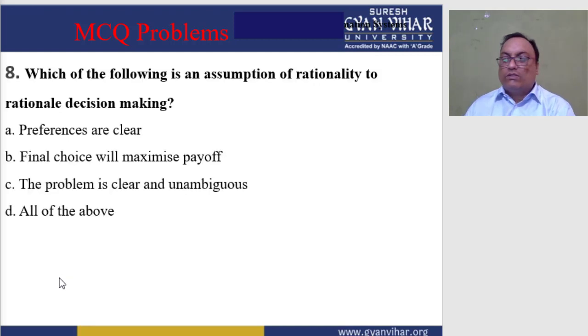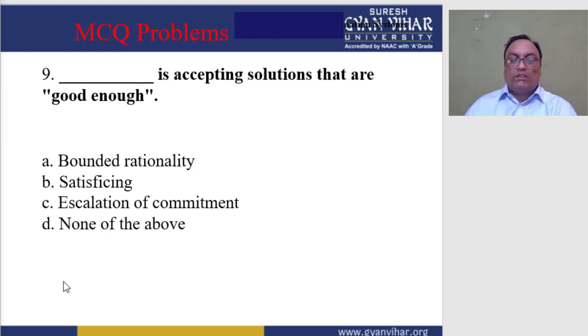And the next question is the 8th question. Which of the following is the assumption of rationality in rational decision making? So here for this case, 4 options are given: preferences are clear, and the final choice will maximize payoff; the problem is clear and ambiguous; and all of the above. So the problem is clear and ambiguous, this is the right answer. And then move to question number 9. Accepting solutions that are good enough. The options are bounded rationality, satisficing, escalation of commitment, and none of the above. So the correct answer is D, none of the above.